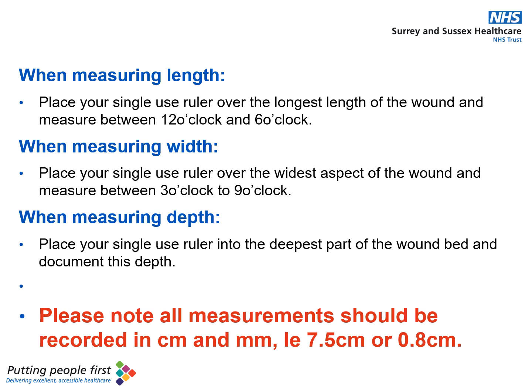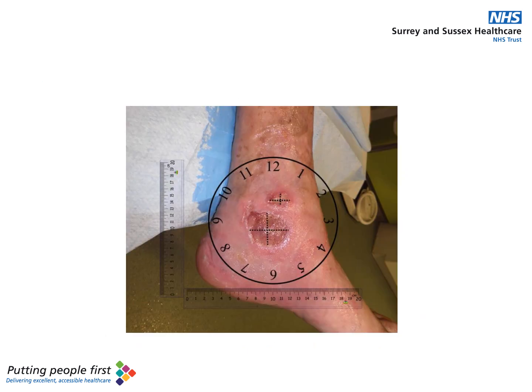So place your single-use ruler into the deepest part of the wound to measure the depth if needed as well. And it's really important that we're recording within Cerner in centimetres and millimetres, so for example 7.5 centimetres or 0.8 centimetres. So this is what I mean in terms of imagining that clock face.